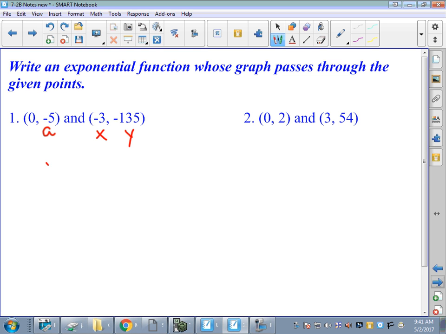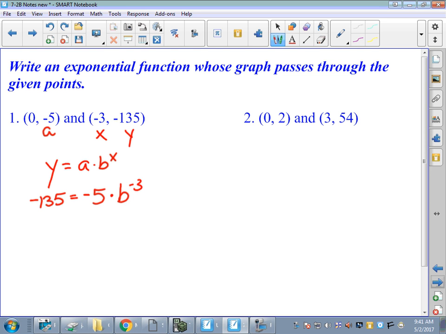So every time, we're going to start off and write the exponential form first, so you have it and you use it as a formula. The y value is -135. The a value is -5. We don't have the b value. And my x value is -3. So whenever you have a -3, we'll have to make that positive before we can solve for b.